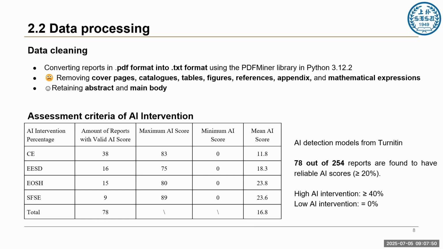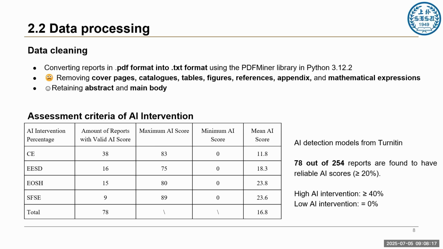So in the processing procedure of the data, we convert reports in PDF format into plain text format using the PDFMiner library in Python, and we manually remove the elements that have no bearing on students' writing ability. So we just keep the abstract and the main body of the text.